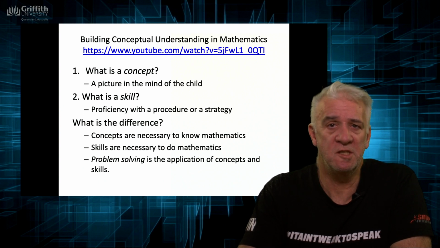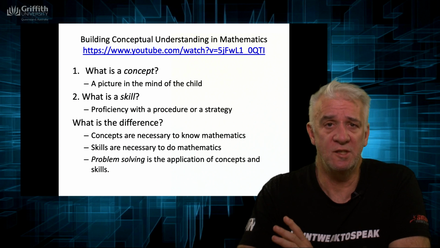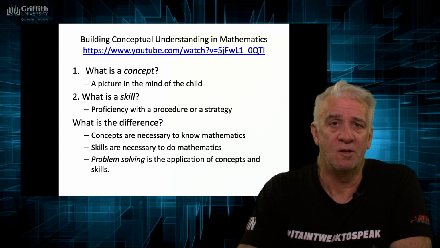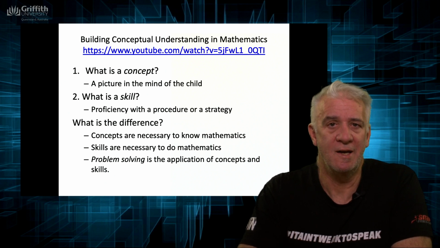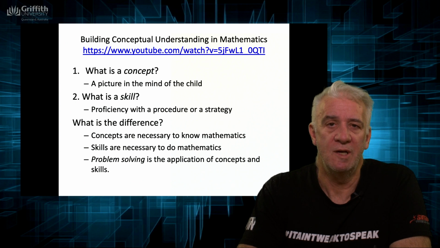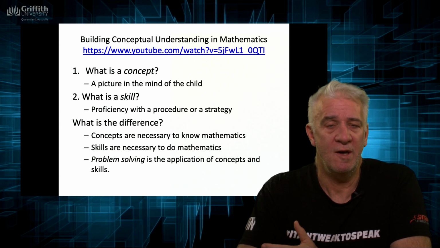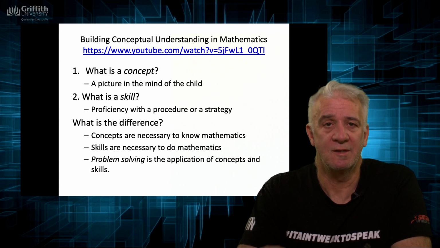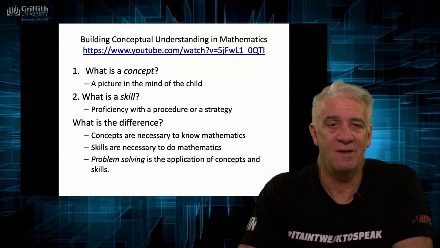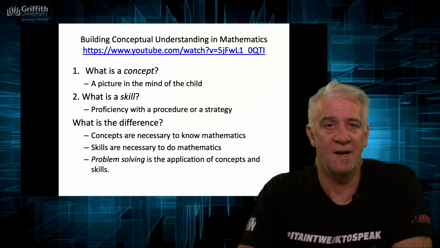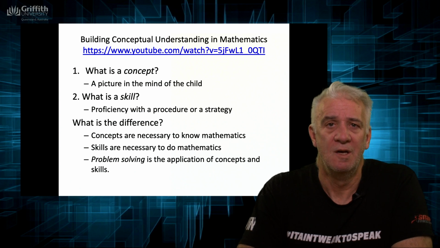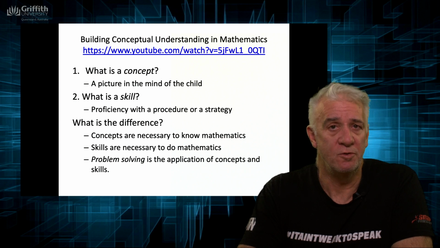A skill is a proficiency or a procedure that you can do, or a strategy, something like that. So adding 3 numbers together. So you can see that they're different, but of course they're related. Concepts are really important in what you do when you know mathematics. The skills are what you use when you do mathematics. And of course you need both of them together. Having one or the other on its own isn't enough. And so problem solving is when you pull these things together. Again, there's a link for you to follow there, and I think that will go through that in more detail.